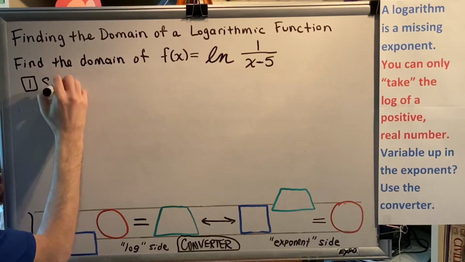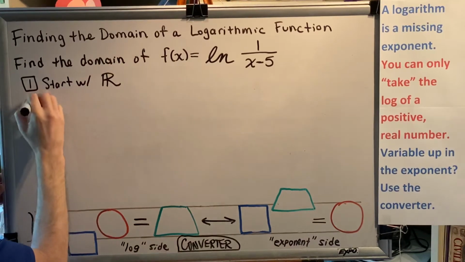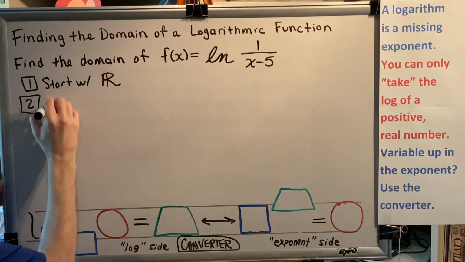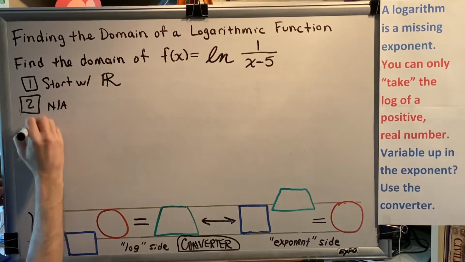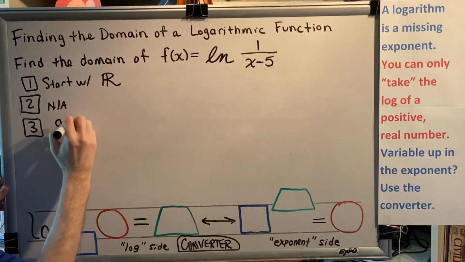Step 1. Start with all real numbers. Step 2. If there are any even radicals, then the radicand needs to be greater than or equal to 0. We don't have any of those in this problem. Step 3. If there are any log arguments, then those need to be greater than 0. That we do have.